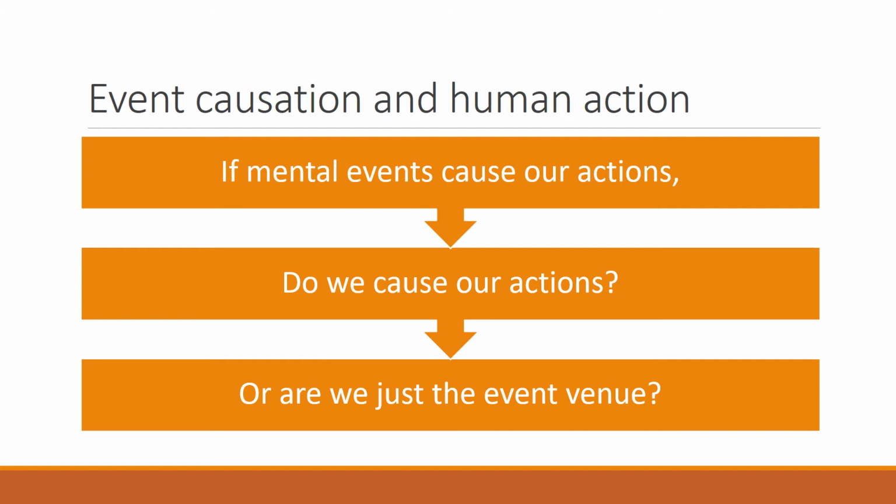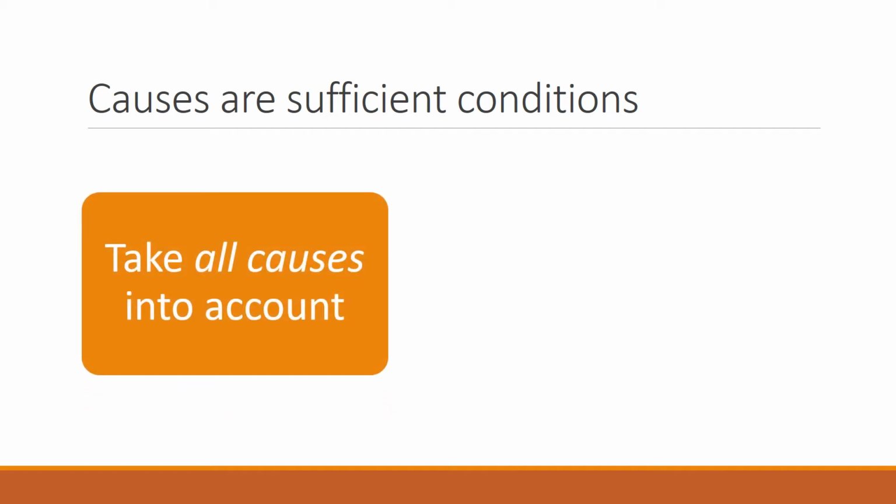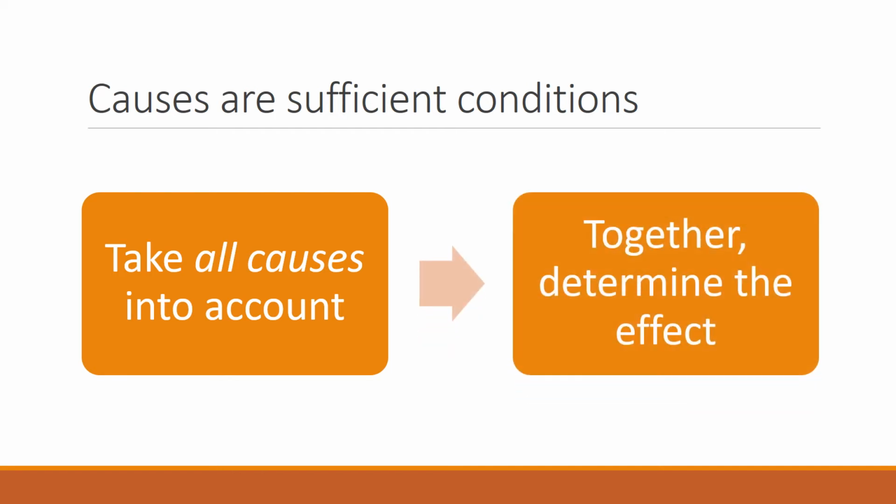So this looks like another problem for free will. So we keep getting more and more problems for free will. Another problem is thinking about causes, the nature of a cause in general. So the issue is causes are sufficient conditions. Which means if you take all the causes into account, together they determine the effect.